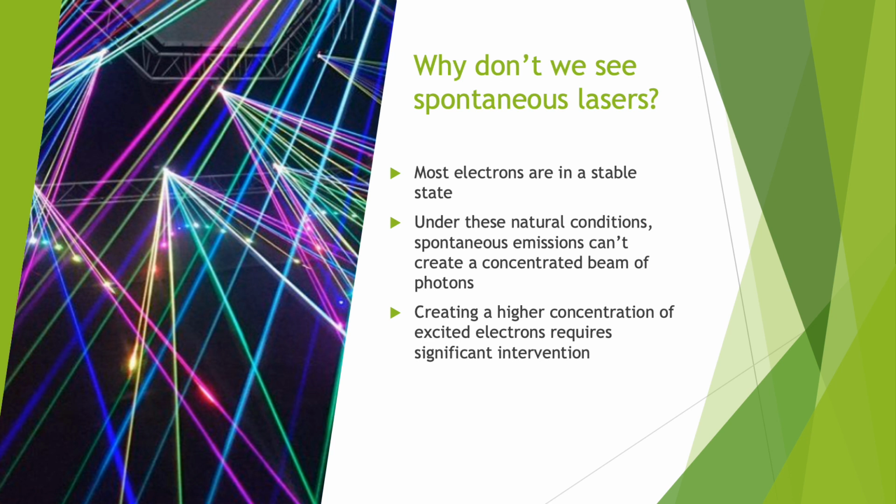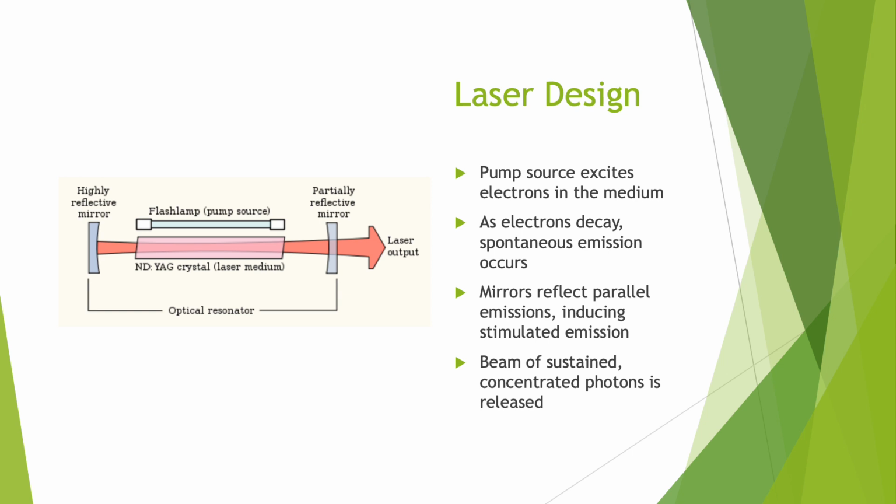We know from our chemistry classes that electrons prefer to be in the most stable state, and that would be the least energetic state. So you're not normally going to find these high concentrations of excited electrons all at a similar energy level, decaying in order to create this beam of concentrated photons that is required for a laser. And that requires a much higher concentration and one that has to be created artificially. And of course, that's exactly what we do in a laser.